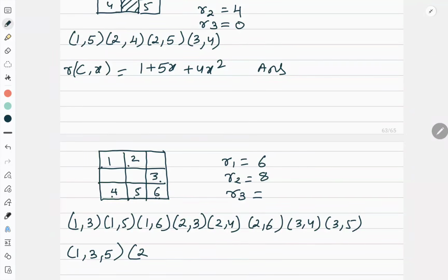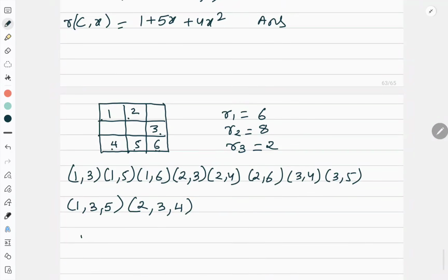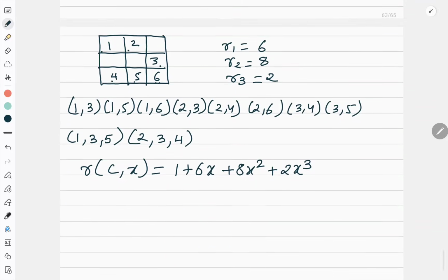Now another one. Let us start with 2. 2 can sit with 3. Now 3 and 4. Okay. Now 2, 3. Can I take 5? No, because 2 and 5 will capture each other. 6 I cannot take because 3 and 6 will capture each other. So this is the only possibility. So R3 is 2. So what is my rook polynomial here? C(x) is equal to 1 plus 6x plus 8x squared plus 2x cubed. So this is how you will get the answers.